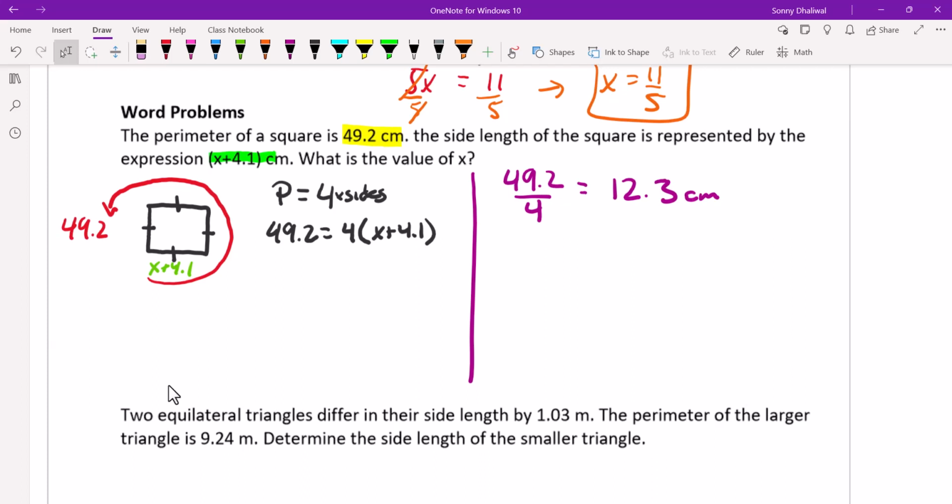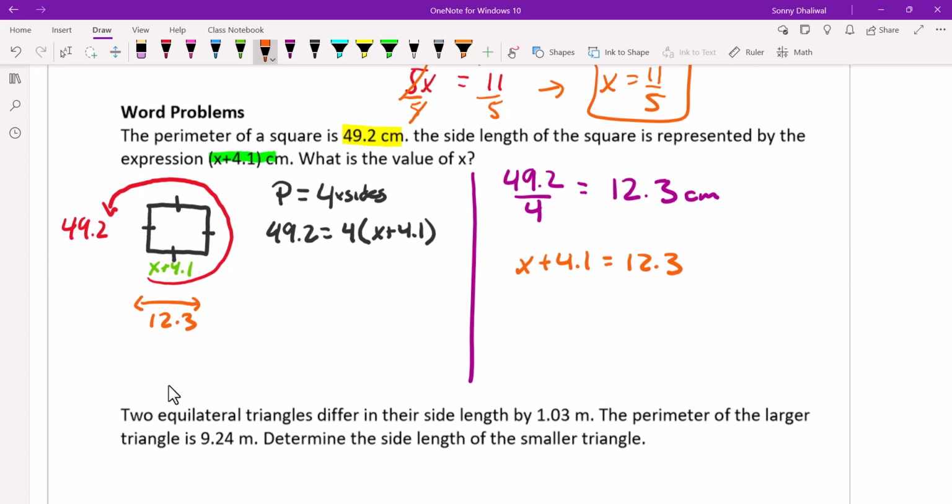So we're trying to figure out what the x is. So we now have a lot easier thing to work with. We know that this distance across is 12.3. So we know that x plus 4.1 must be the same as 12.3. Do you see that? Since this is how big this side is, and this side is also this expression, these things are equal. Now we have a much easier thing to solve compared to this one, right?